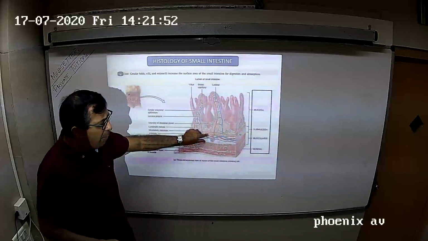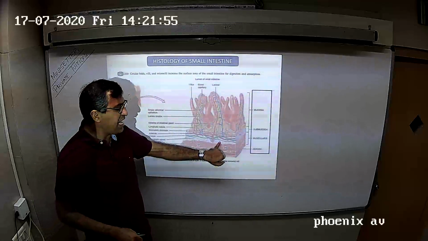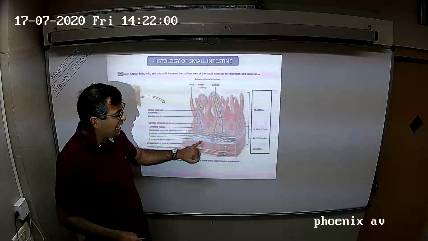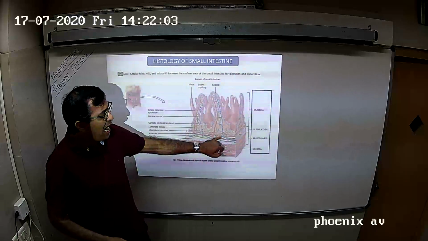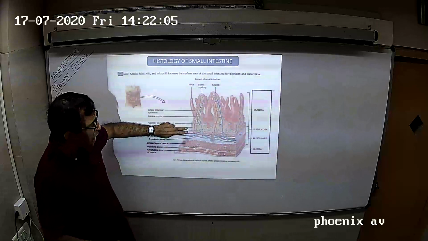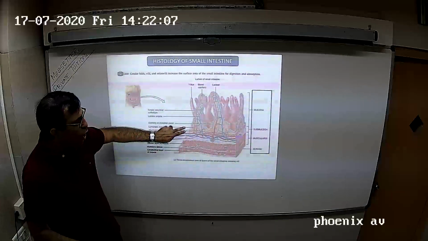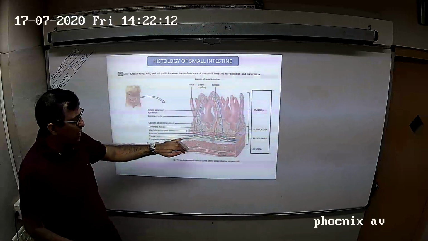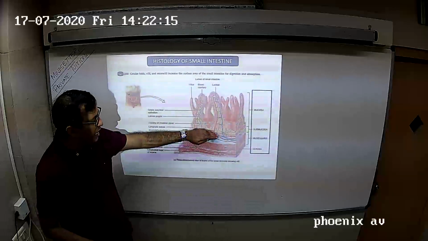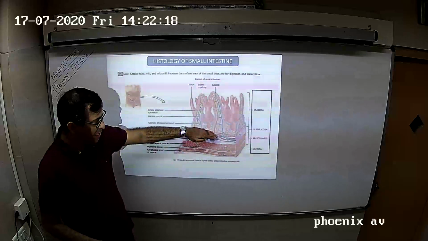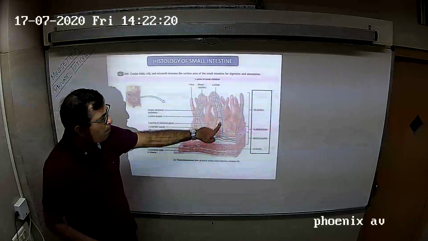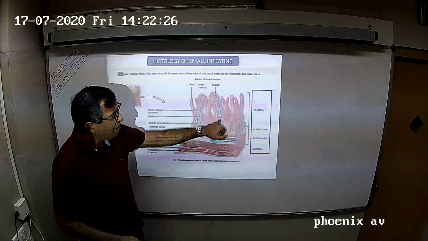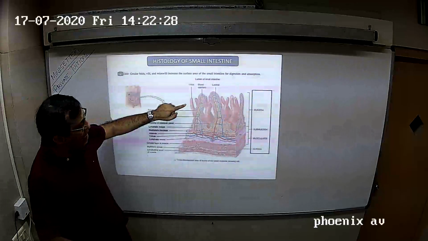And then we have submucosa made up of white fibrous connective tissue with blood vessels, nerves and lymph vessels. And we have mucosa. Mucosa is made up of 2 muscle layers, which is called muscularis mucosa. Namely, we have longitudinal and circular muscles. And then we have lamina propria, which is made of white fibrous connective tissue with blood vessels and nerves.